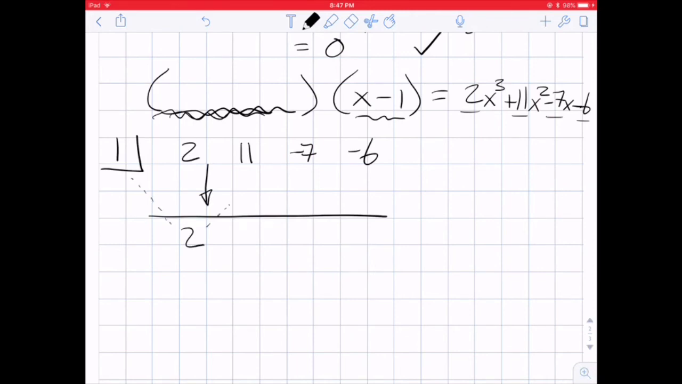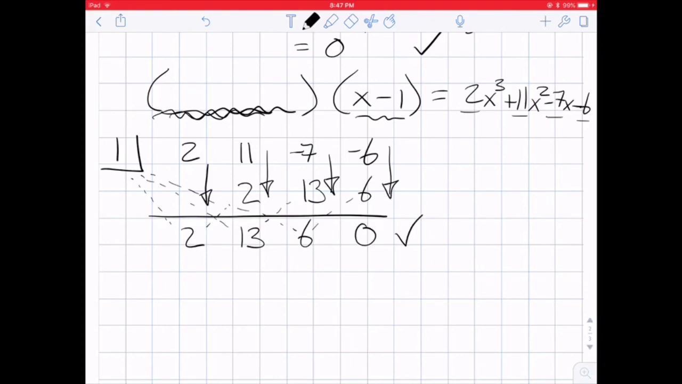For synthetic division, you start by dropping that number down, the 2, and then you will multiply the 1 by that 2, put it here, and then you will add down here, 11 plus 2 is 13, and then you'll multiply 1 times 13, which is 13, I put it here, then you add down, you get a positive 6, take 1 times 6, put that one here, add down for the last column, and I get a 0, which is good. You should always get a 0 there, assuming that we actually have a root for the polynomial.